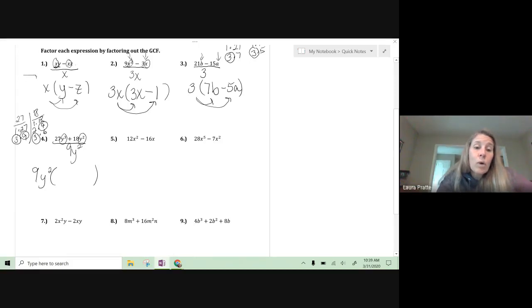So 27y cubed divided by 9y squared. Well, 27 divided by 9 is 3, so the numbers divide just like they normally would. And then y cubed divided by y squared, if you subtract the exponents, you are left with just that y. Then on the other side there, you got 18 divided by 9, which is just going to be 2. And the y squared divided by y squared would cancel, so you're just left with 3y plus 2 in the parentheses.